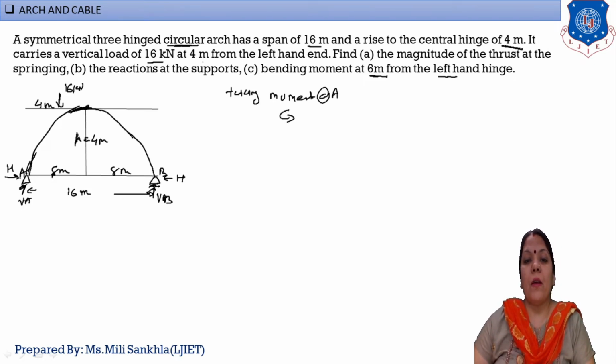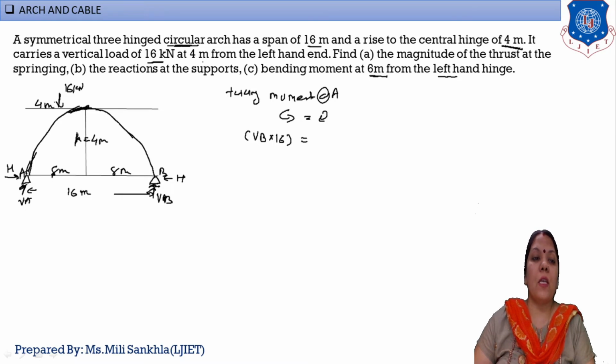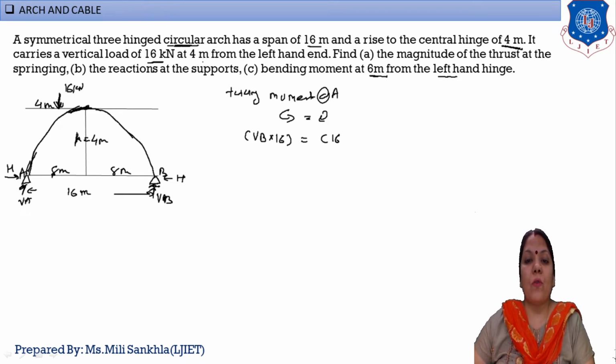Now compare anti-clockwise moment with clockwise moment. This VB with respect to A at 16 meter is anti-clockwise. So on the anti-clockwise side write VB into 16, equal to this 16 kilonewton load which rotates clockwise. So on the clockwise side write 16 into 4. No other loads are given on the circular arch. Next, VB is equal to 4 kilonewton in the up direction.